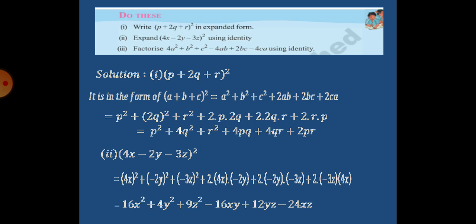Here instead of b the term is minus 2y, instead of c the term is minus 3z. Here also we'll use the same formula, a square plus b square plus c square plus 2ab plus 2bc plus 2ca.